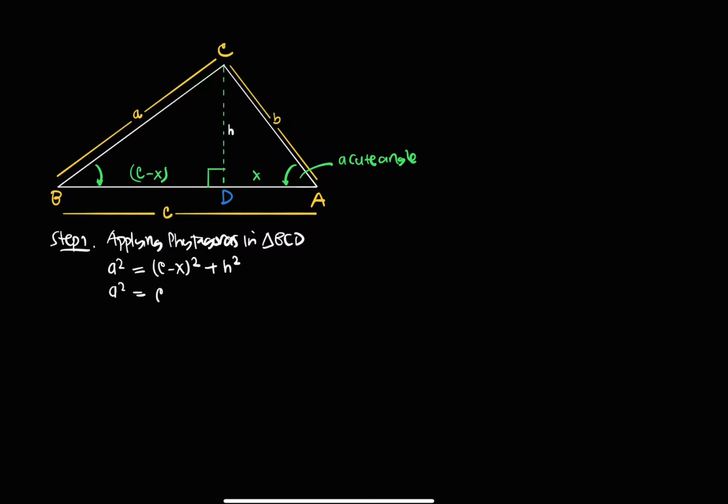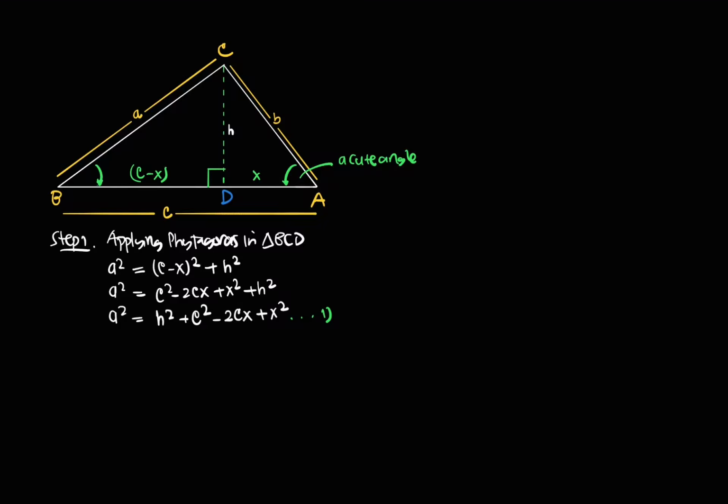That's going to be c squared minus 2cx plus x squared plus h squared, or we can write it back again as h squared plus c squared minus 2cx plus x squared. So we can label this as the first equation, for the left side of the triangle.